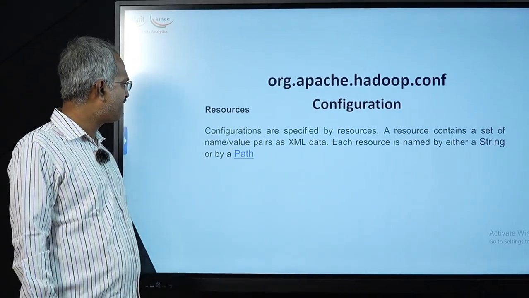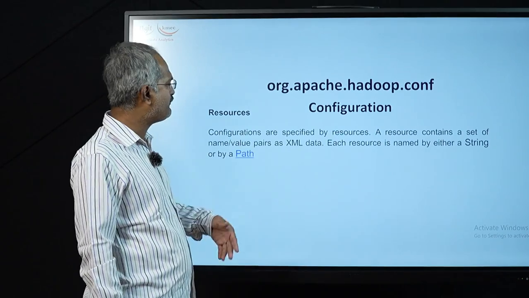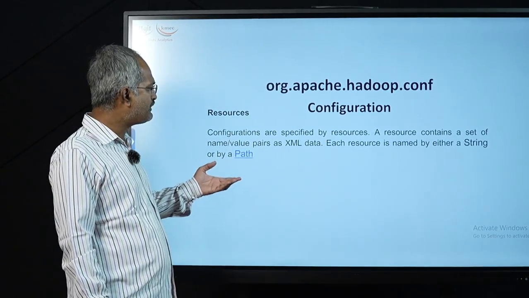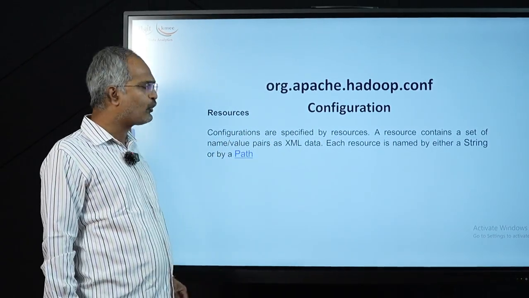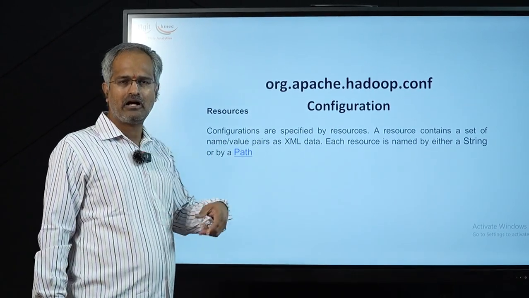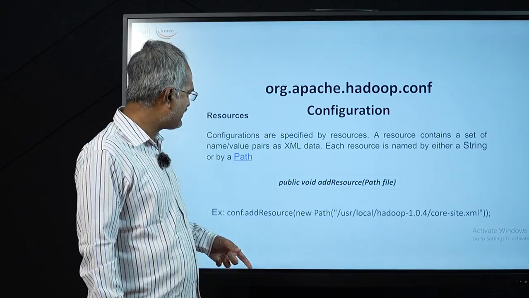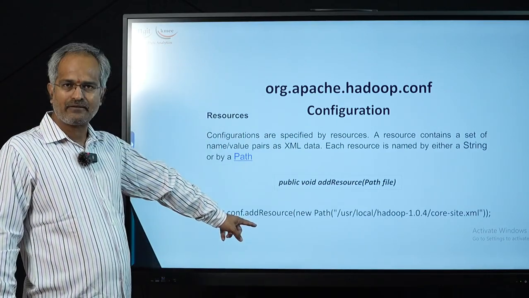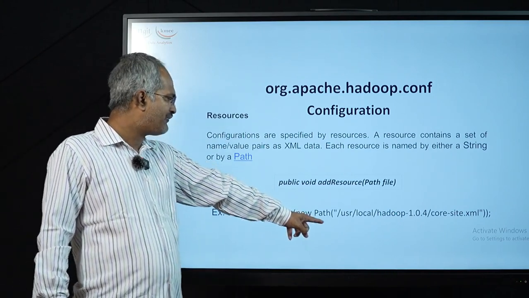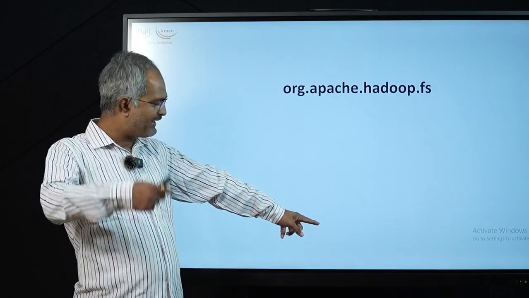Now this is the example for that. So how can we take the resources? We can add a resource from the Hadoop configuration files. They are in XML, as I mentioned. So see here, we can give conf.addResource, and we can add the resource of new Path. We have to provide the clear path.